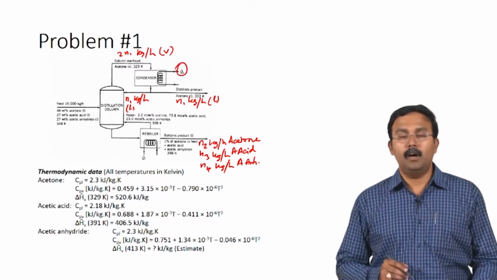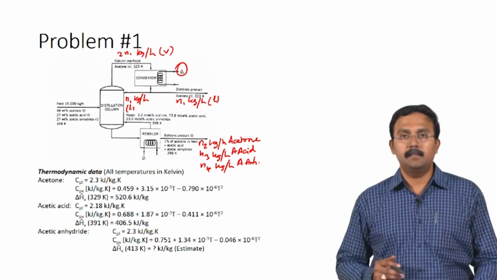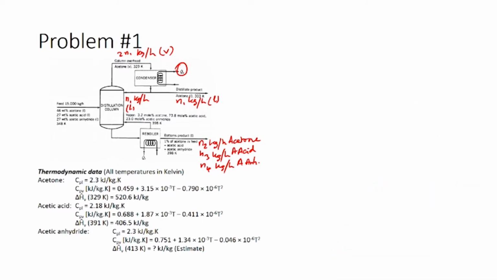For identifying QC dot, we can use the condenser as the system and perform energy balances. So, what we have is acetone, which is coming in as vapor at 329 Kelvin, getting condensed to form acetone liquid at 303 Kelvin. This is the overall process. Looking at the thermodynamic data provided, the standard heat of vaporization for acetone at 329 Kelvin is given, which means we can use that heat of vaporization for these calculations.